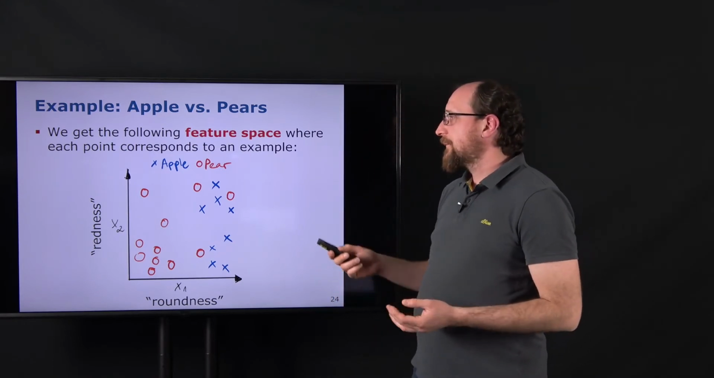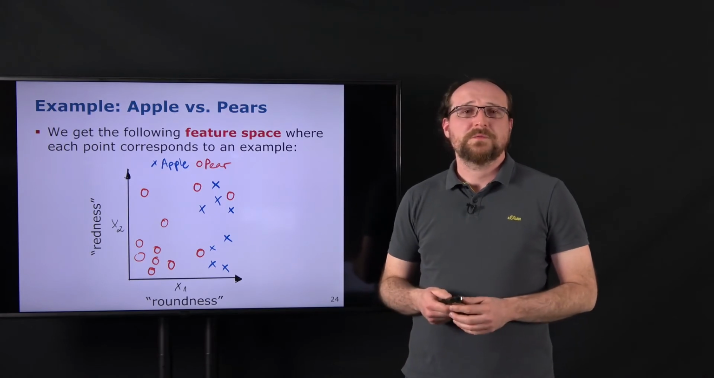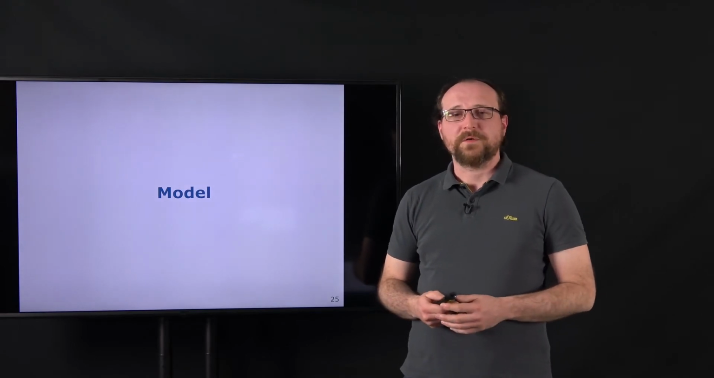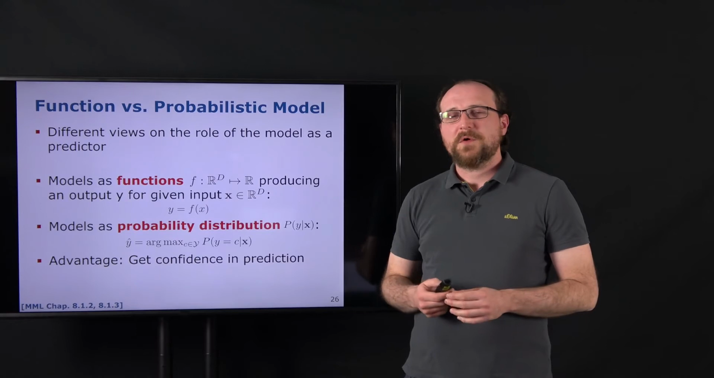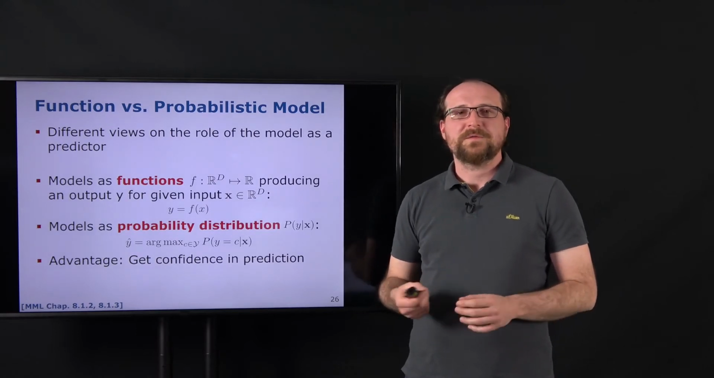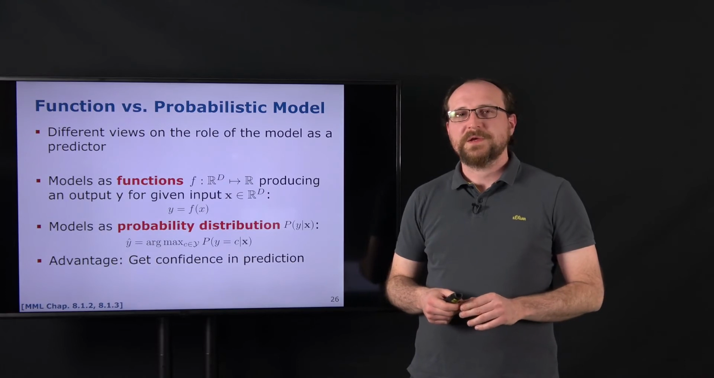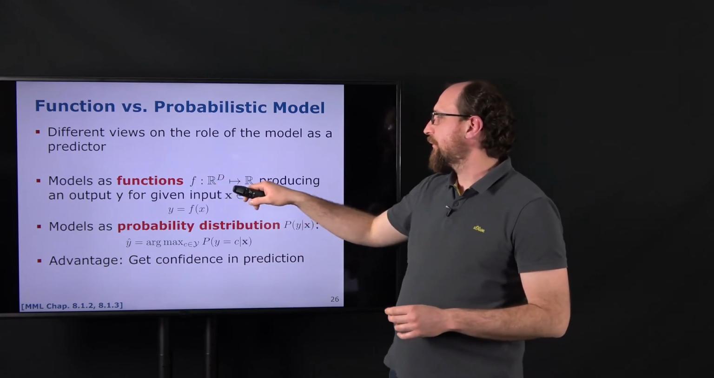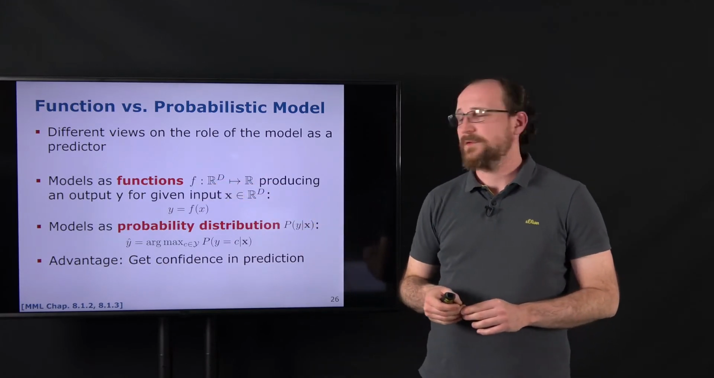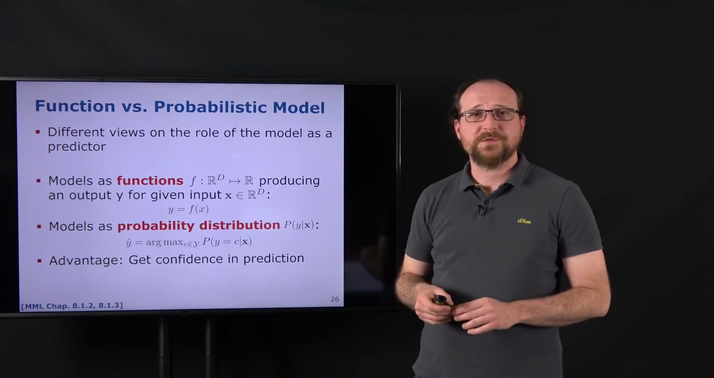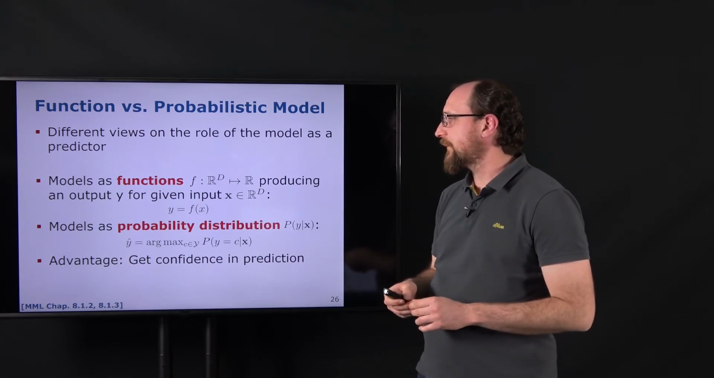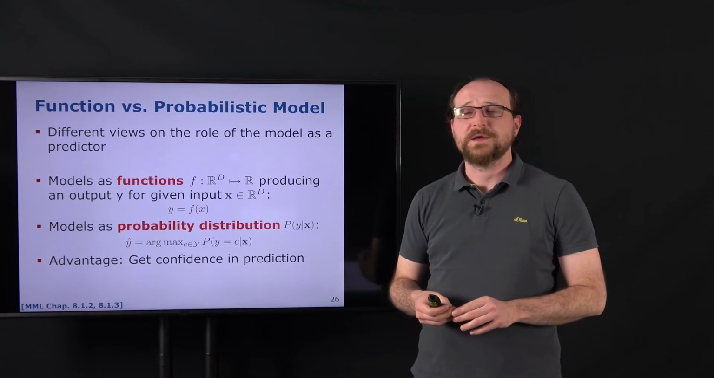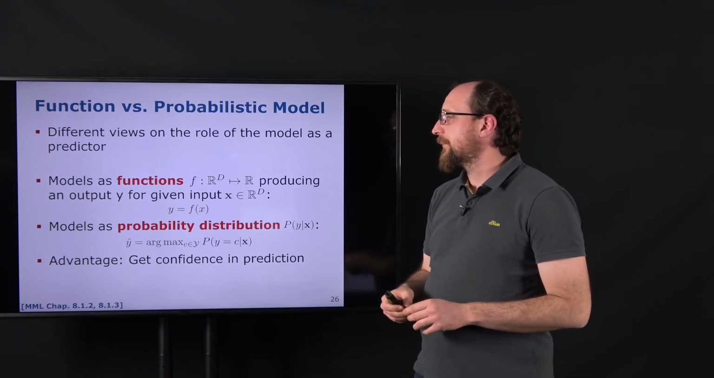And given such data, we are interested in learning a model. And this is the next part I want to cover. So what is the model about? The model has different functions. We can have different views on this model. We can see the model as some function that maps the d-dimensional vector to some output value, like a continuous value, or in the case of classification, to a discrete value. So we have here the functional view. We just want to have a function in the end that puts out the desired target value.